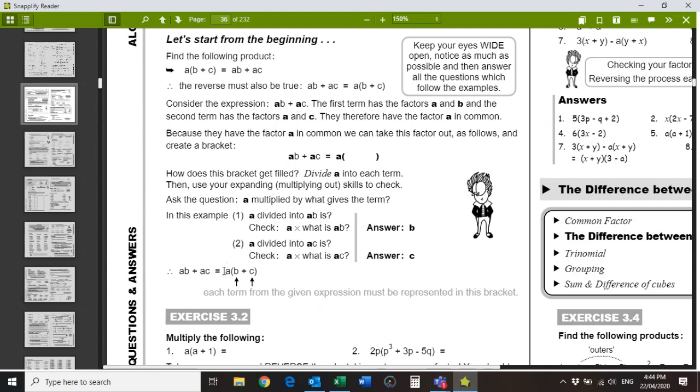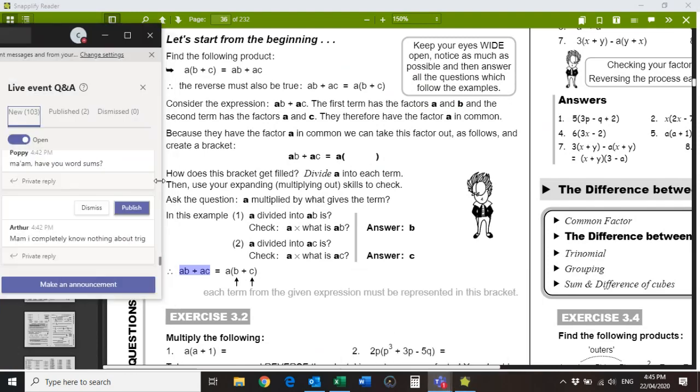Then I'm going to write B here. Then can you see there's a plus? So my sign in the bracket is going to be a positive sign. A divided into AC will therefore give me C, and we have to add C in here. So each term from the given expression must be represented in the bracket, because if at the end I multiply A into the bracket, with AB and the other A into the bracket, I have to get AB and AC. I have to get the exact same terms. Okay, let's see if there are any last questions.